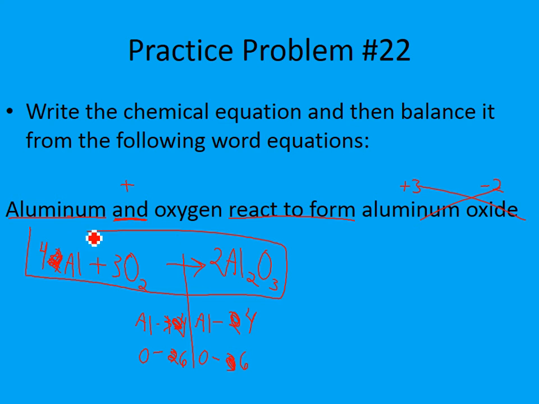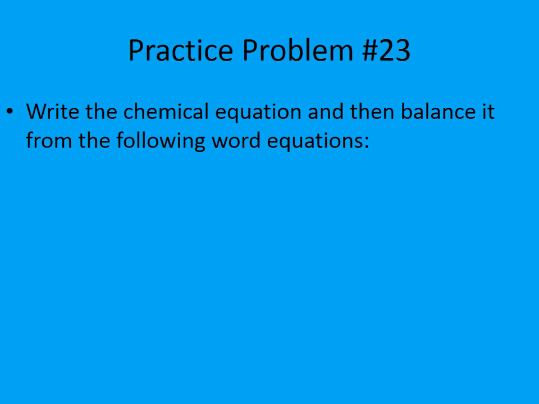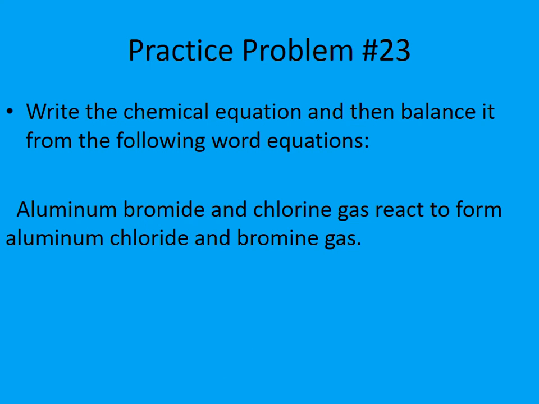So there's my answer. Okay, word equations are using everything that we know about naming compounds and balancing chemical reactions. These are good problems. We've got a few more practice problems to go through, and then we'll be done. Okay, so practice problem number 23. This is a long one here. So it says aluminum bromide and chlorine gas react to form aluminum chloride and bromine gas.